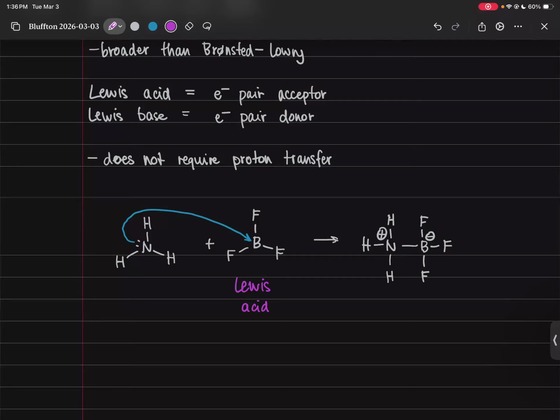And so, okay, that's good. That means our other one has to be the Lewis base. And that's nice because in this case, ammonia, which we would know as a Bronsted-Lowry base, is also a Lewis base. Right, so one of them does kind of match up with what we expect. And Lewis base is an electron pair donor. Yes, ammonia is donating its electron pair to the boron to make this cursed-looking molecule.